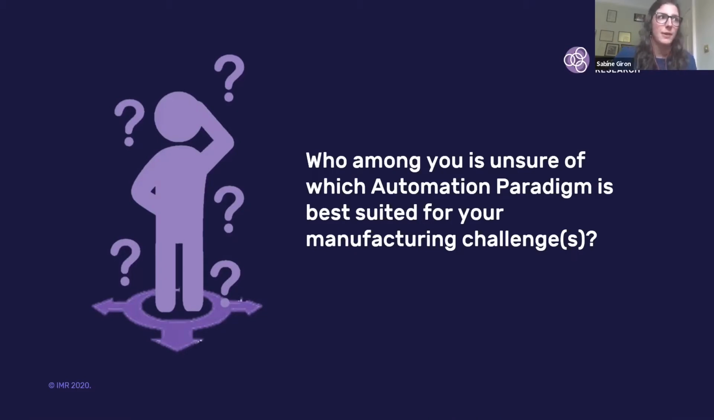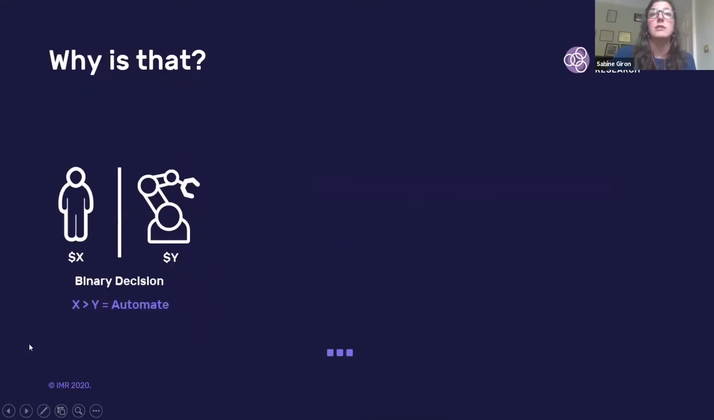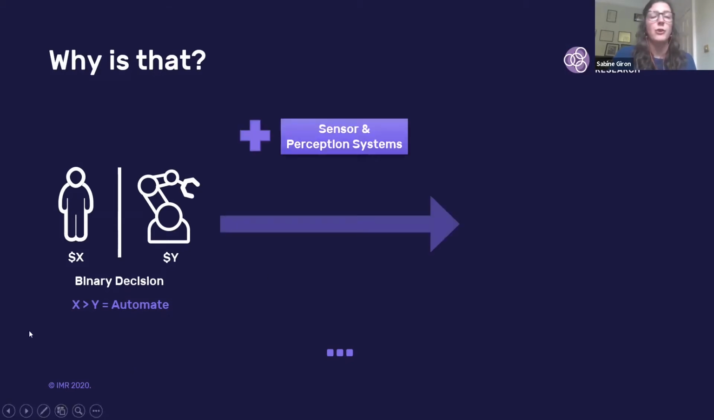Of course, this is a rhetorical question, and the chances are that a majority of you are. We've seen that across the Irish manufacturing industry, and there are reasons why. Historically, the decision whether to automate or not was a binary decision: either you had a manual operation or a fully automated one. But in the past years and even decade, there's been the introduction of advanced robotic technologies.